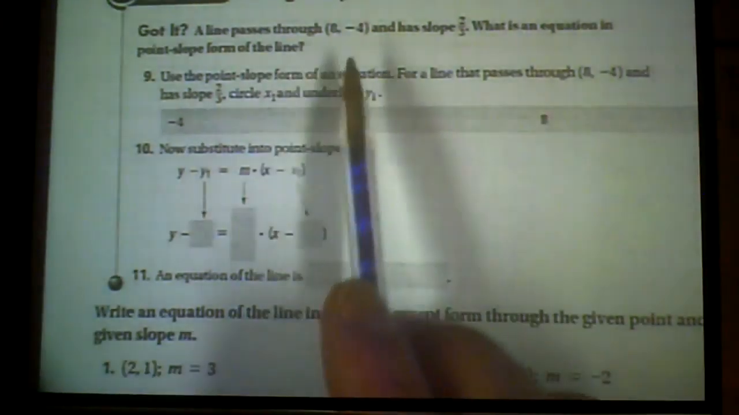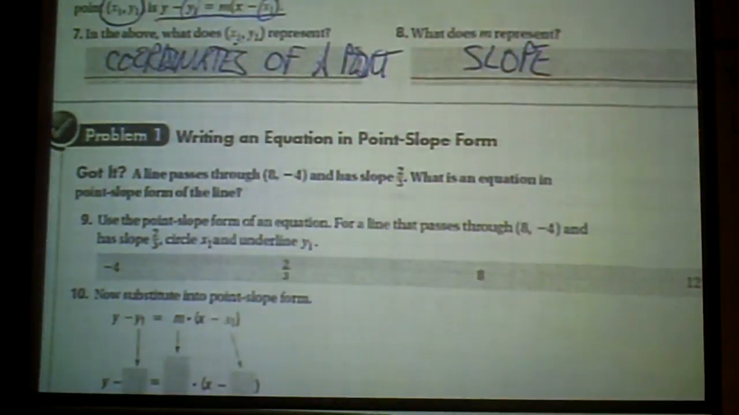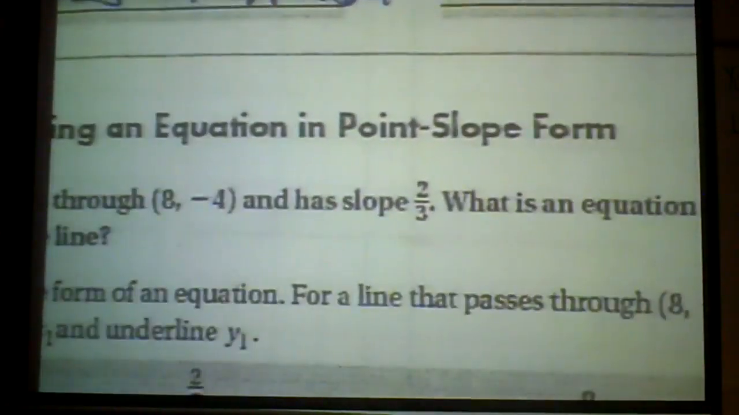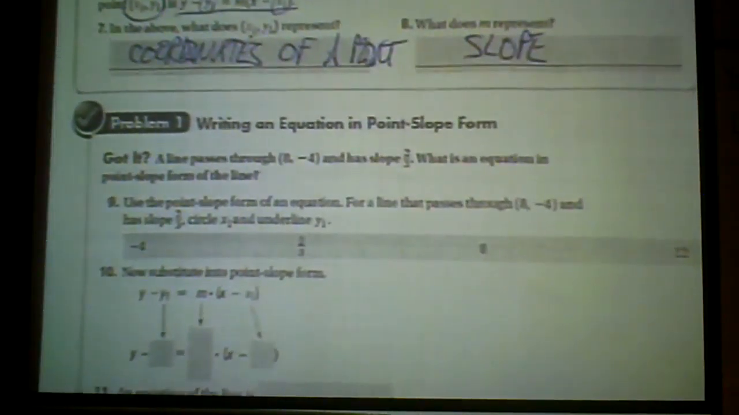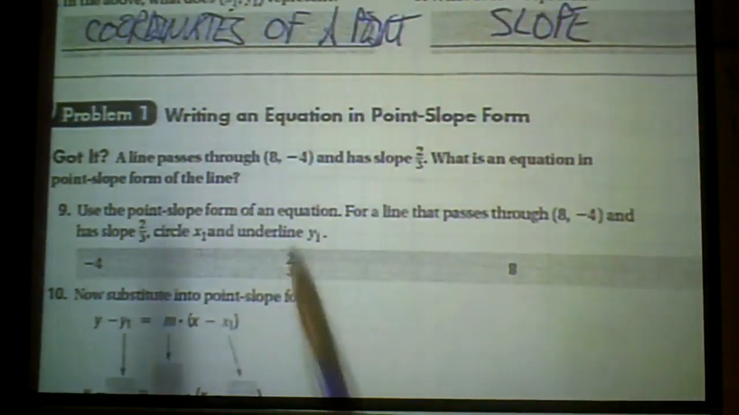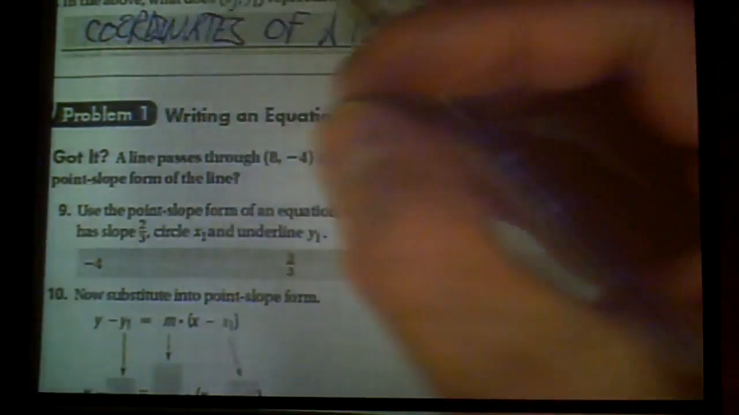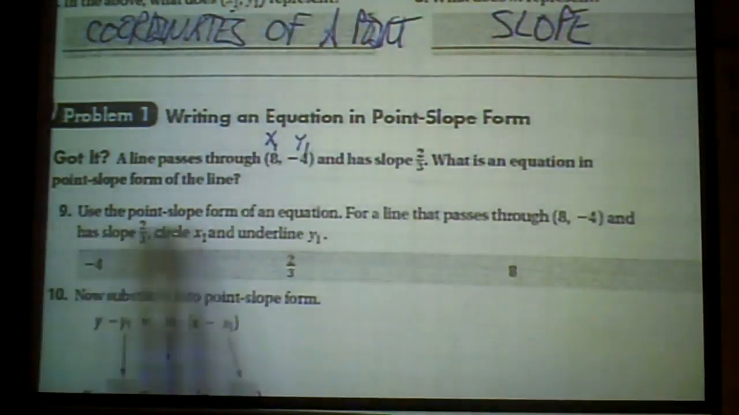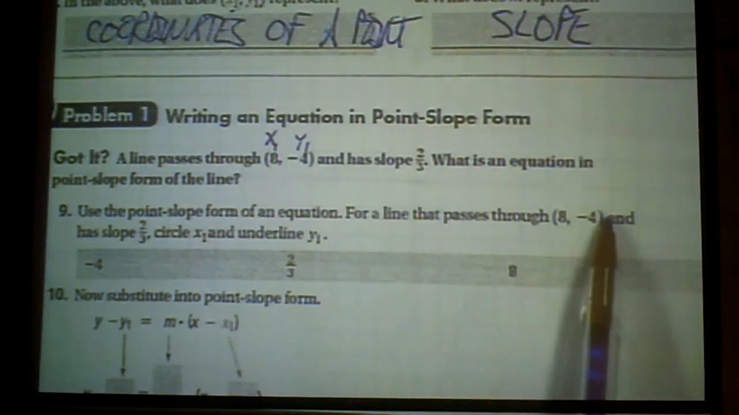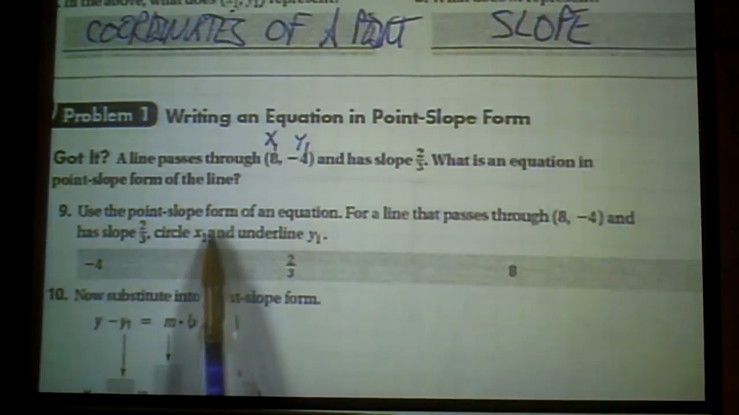The line passes through this point right here, (8, -4). So let's see if we can zoom in on that. Passes through (8, -4) and has a slope of 2/3. So here's what we're going to do. We have to use the point slope form of the line. This is going to be our x1 and our y1. And it passes through (8, -4) and has a slope of this.